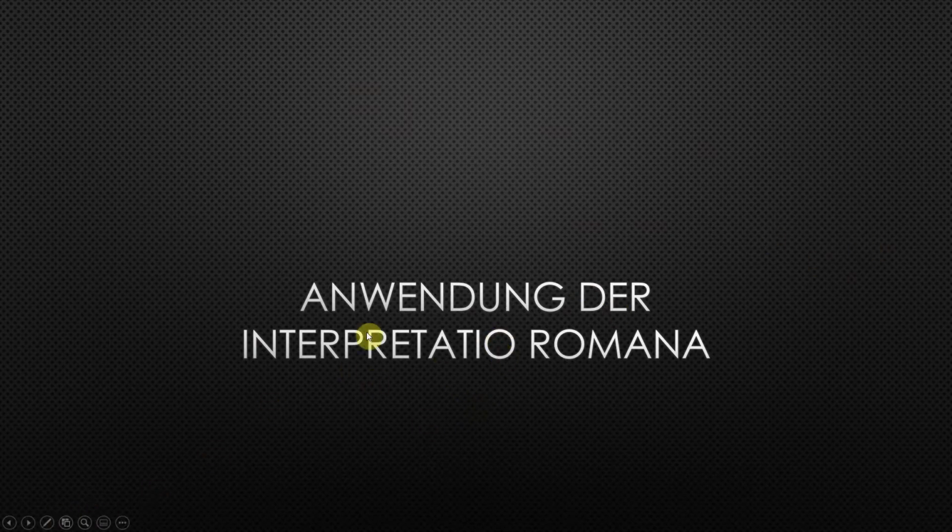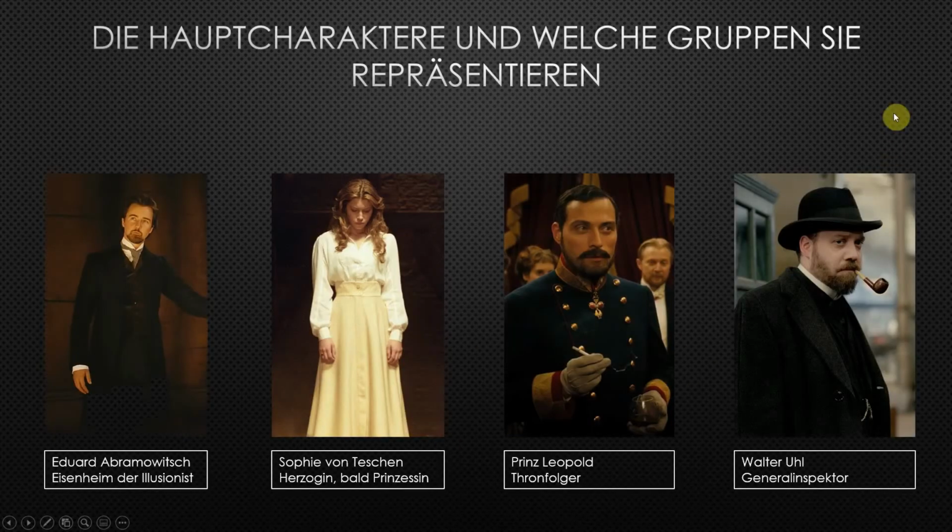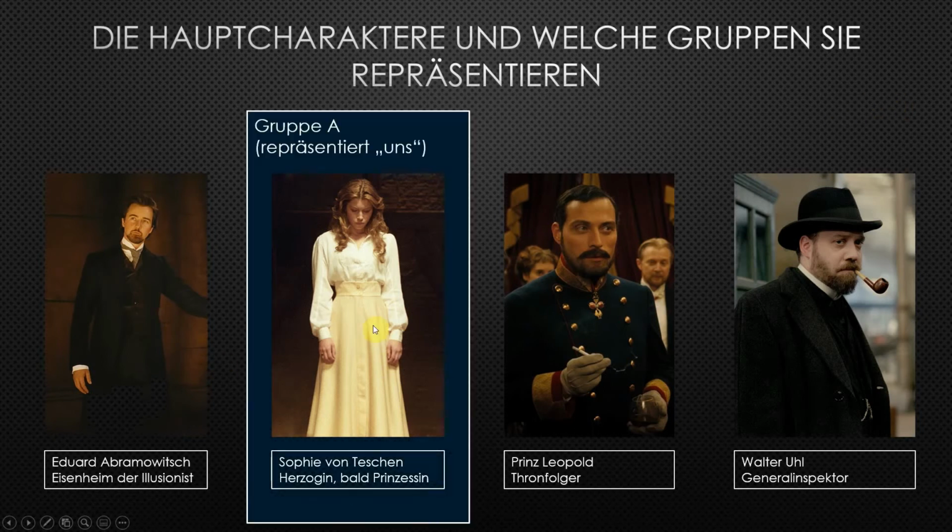But if we now apply the Interpretatio Romana onto the movie, we find out that Sophie is probably a type A character representing us, because she's from a noble family, and Sophie is from the Greek Sophia, which means wisdom, and Athena is the goddess of wisdom. And Athena again is a representative for a type A character. So she's probably an Aryan female.